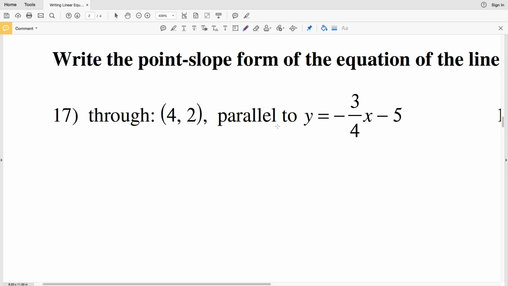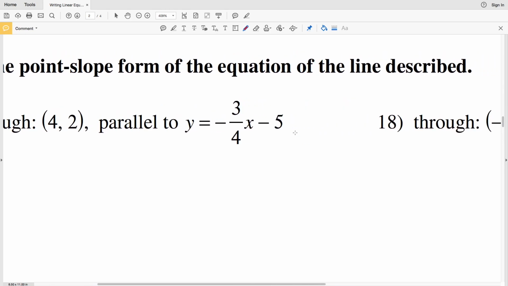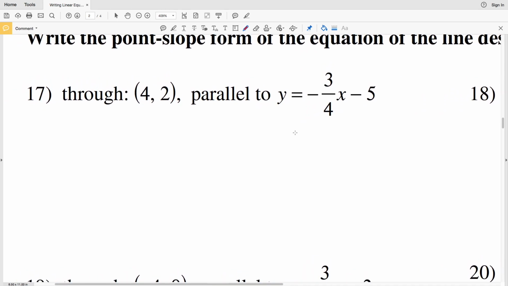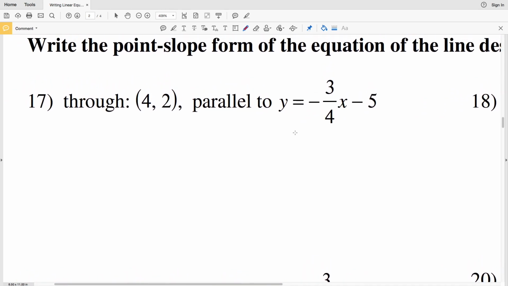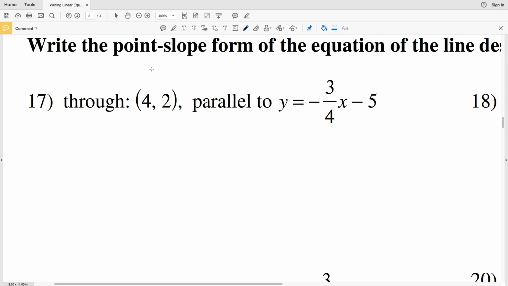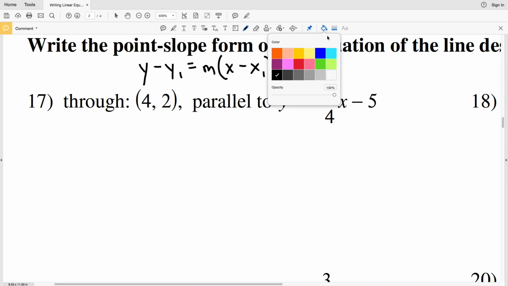But in this video, we're going to write the point-slope form of the equation of the line described. Now in the last video, we used point-slope form to help us get to standard form. So let's go ahead and write the format of point-slope form, since we're already pretty familiar with it. We'll have y minus y1, which y1 is the y-coordinate of the given point, and that's going to be equal to m, which is the slope, times x minus x1, where x1 is the x-coordinate of the given point.